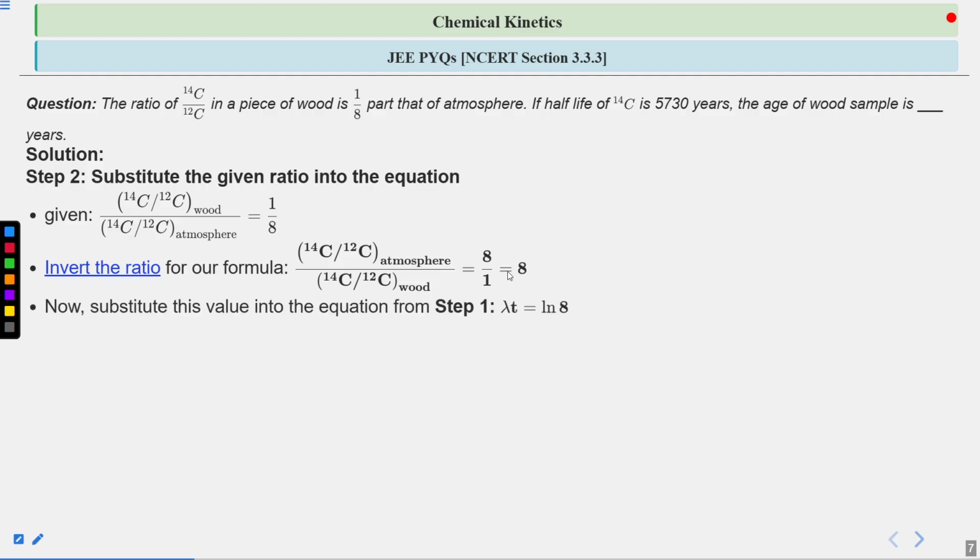Now substitute this value of the ratio, which comes out as 8, into the equation from step 1, which was lambda t equals this ratio. So lambda t equals 8, because the value of this ratio we just found is 8.